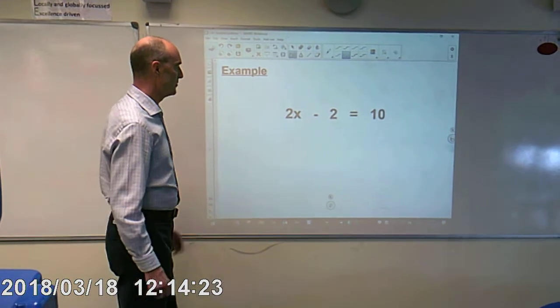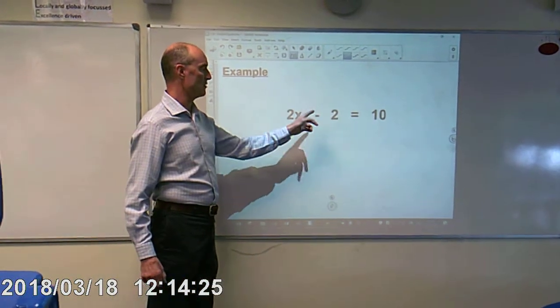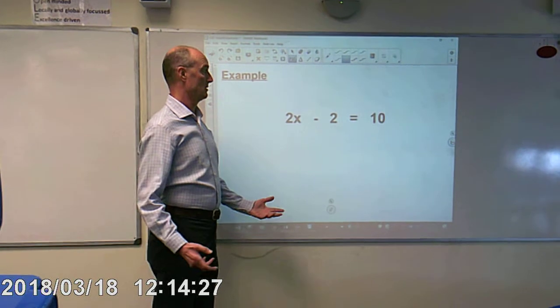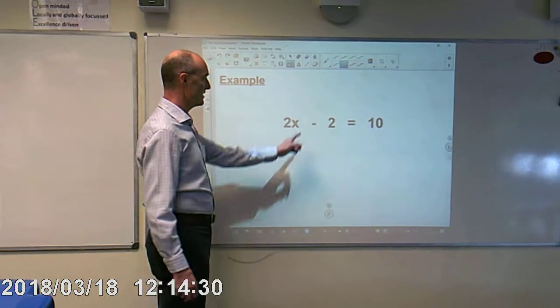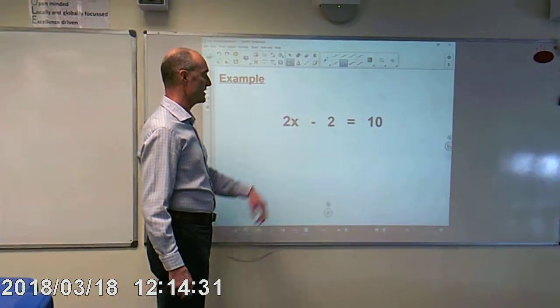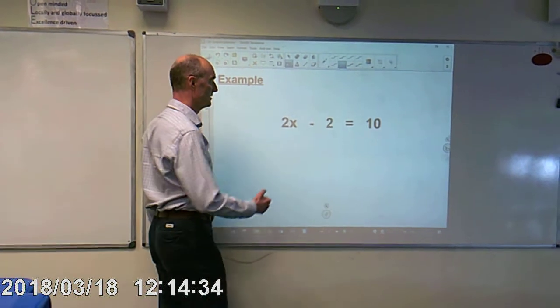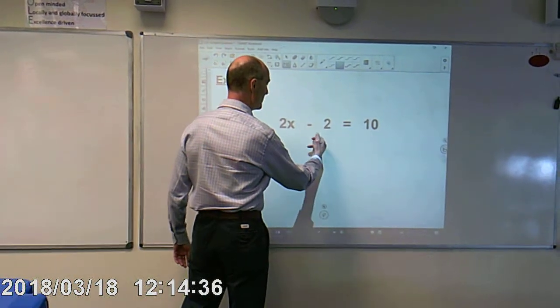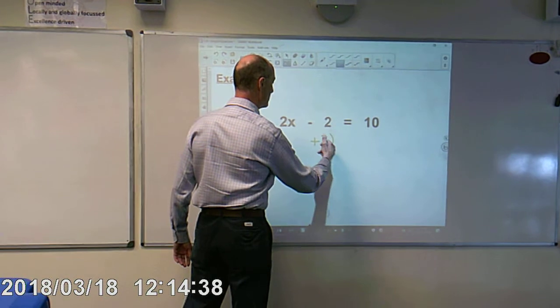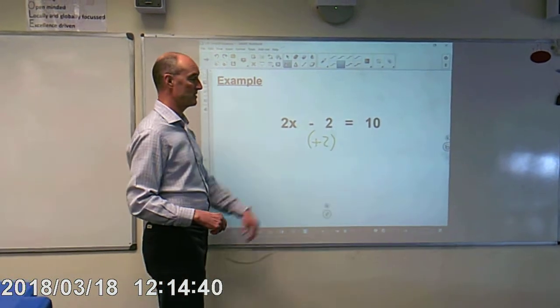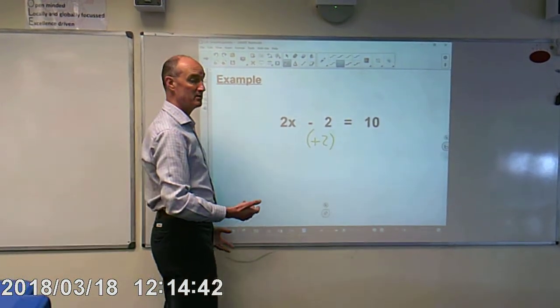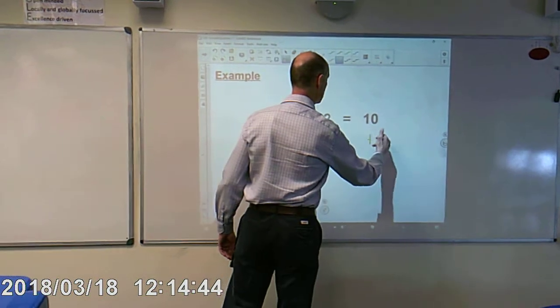Another simple example. We want to get this x on its own. What's the first thing we're going to do? We want to get rid of this number. We're trying to get the x on its own on the left-hand side. What we do is get rid of that -2, we add 2. We add 2 to the left-hand side, we must add 2 to the right-hand side.